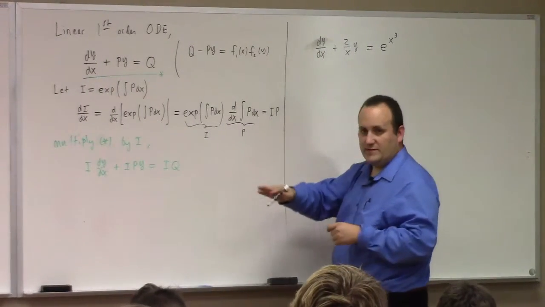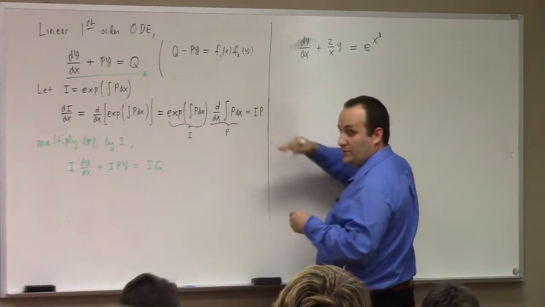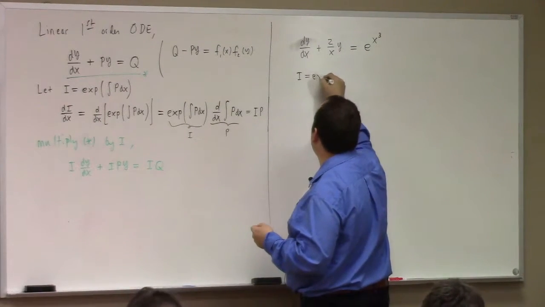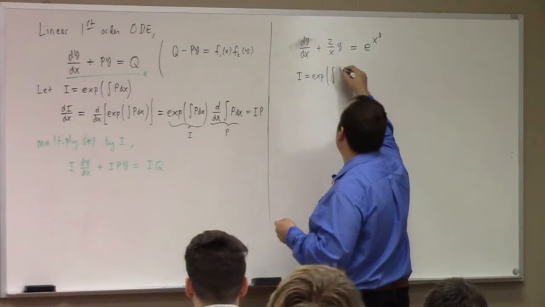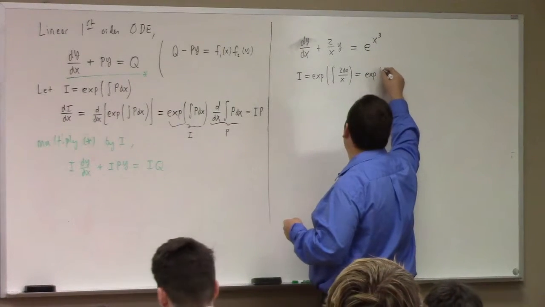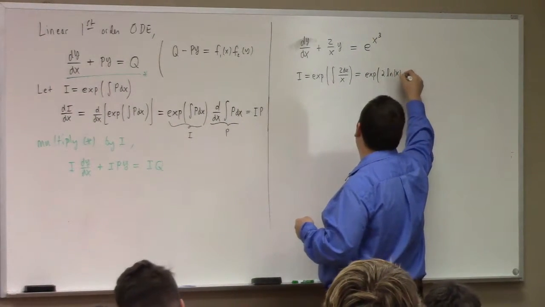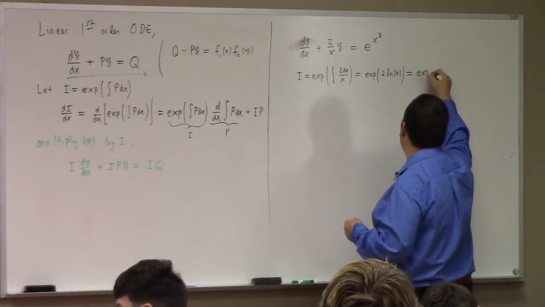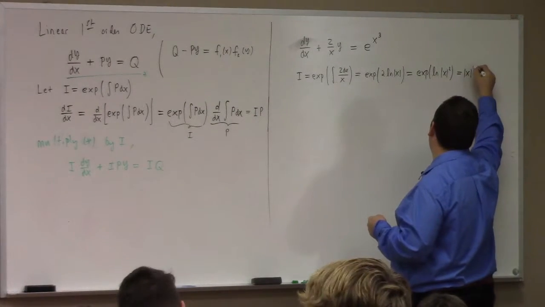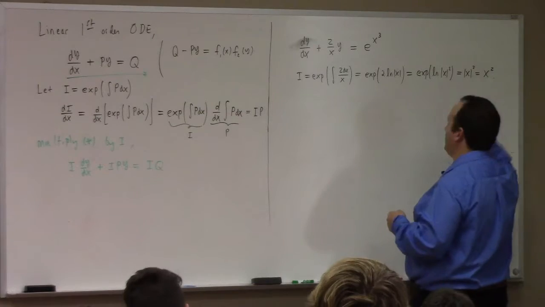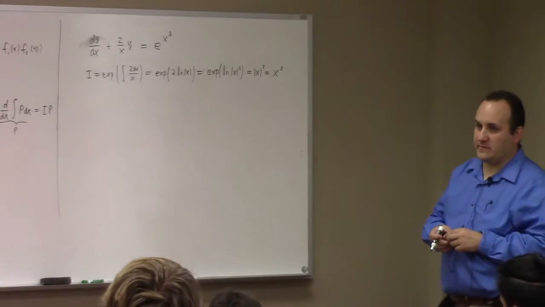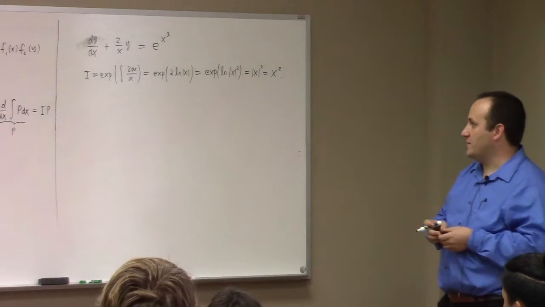Okay, so before I go further, let's do that over here. I'm going to work this example in parallel to the general derivation, if you don't mind. For this one, the I would be the exponential of the integral of 2 dx over x, also known as exponential of 2 times the natural log of the absolute value of x. That's exponential of the natural log of the absolute value of x squared, also known as absolute value of x squared, or as I prefer, x squared. So after a little bit of algebra and calculus, we find the integrating factor is just x squared.